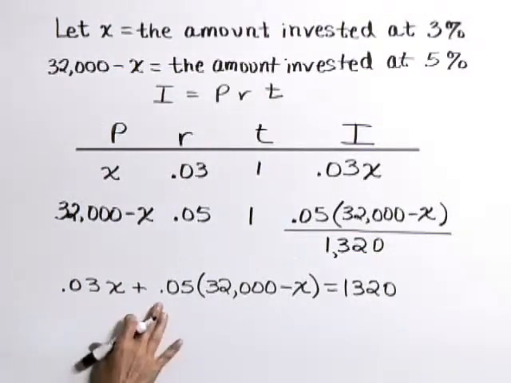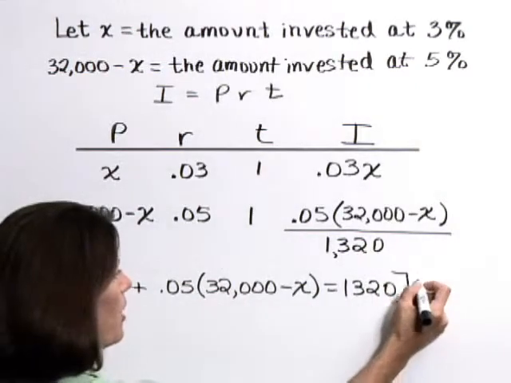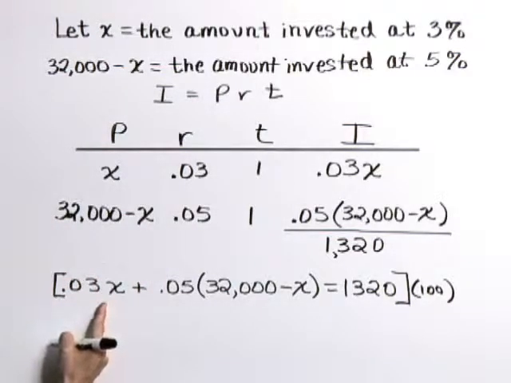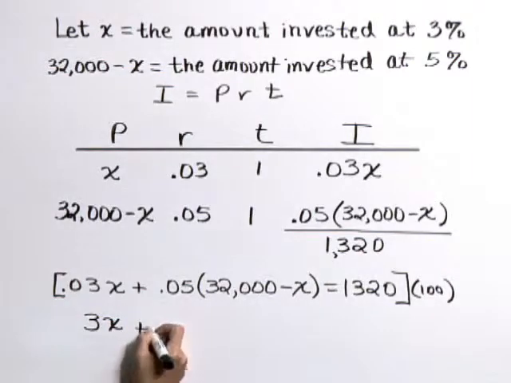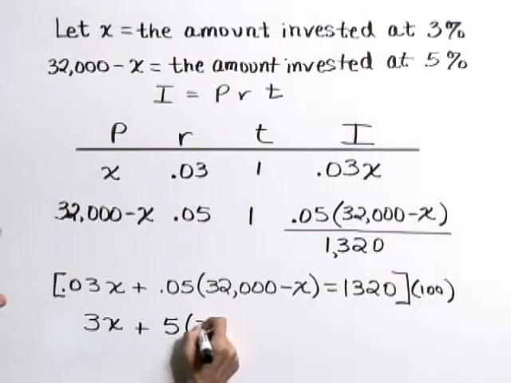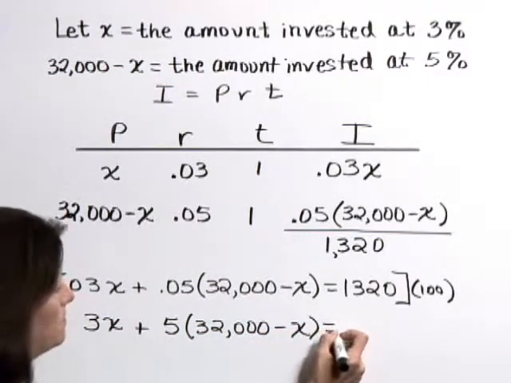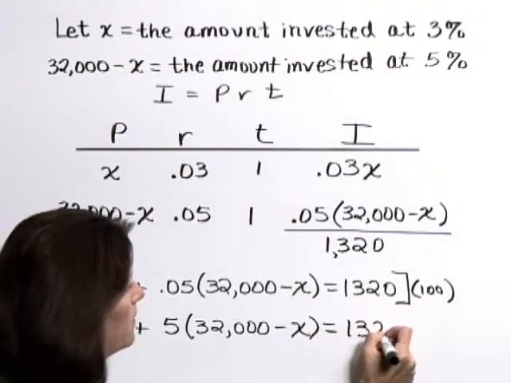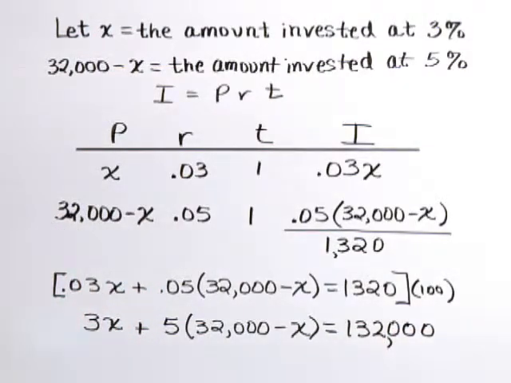I'm going to start by multiplying everything through by 100 to remove the decimal points from this problem. So 100 times 0.03 is 3. Take that product times x. 100 times 0.05 is 5. Now take that product times 32,000 minus x. Don't forget on the right, 100 times 1,320. It's going to add 2 zeros, making that a 132,000.